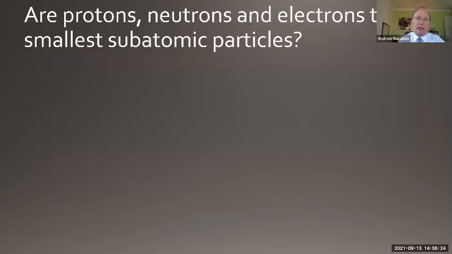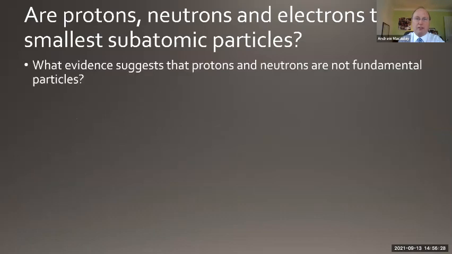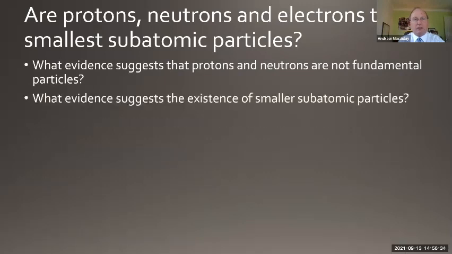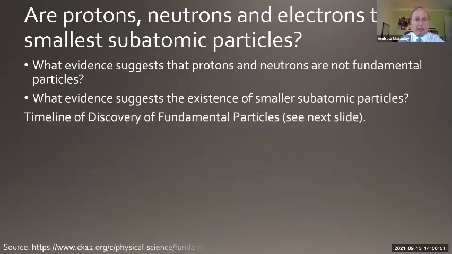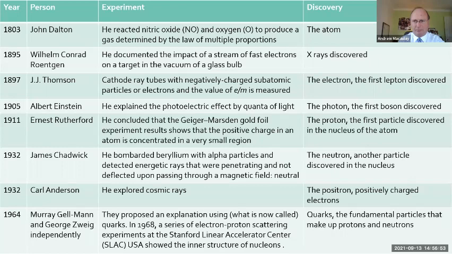So the question is, are they the smallest subatomic particles? And what evidence is there that suggests that protons and neutrons are not fundamental particles? And what evidence suggests the existence of smaller subatomic particles? So the key to this is that we're looking at discovering particles that are not easily detected. And there's a whole history, as we'll see here.